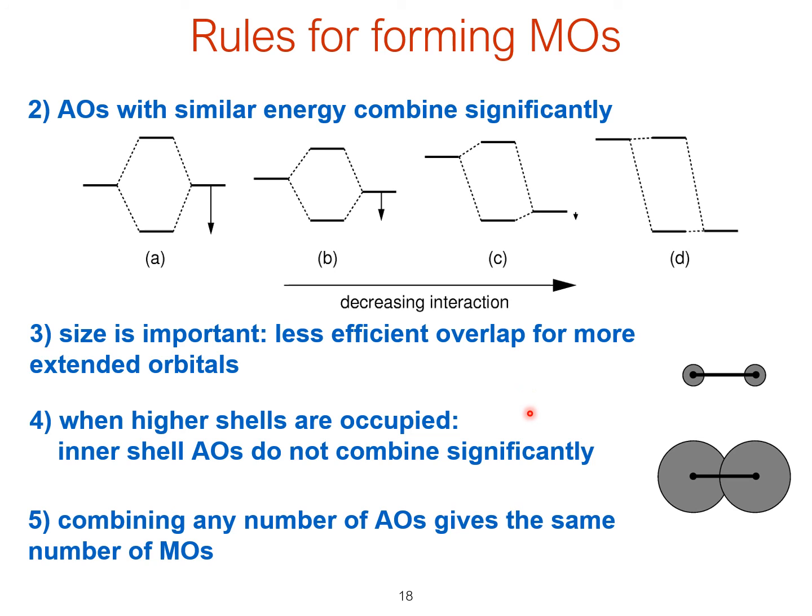When higher shells are occupied, the inner atomic orbitals don't combine significantly. This is the same reason that if you've got something very large, like in its fourth shell, it's the valence electrons that really interact. The 1s electrons are going to be so far from each other, they're not going to combine and interact. And again, the big one that we've been saying all through, the same number of molecular orbitals are made as the number of atomic orbitals that you start with.